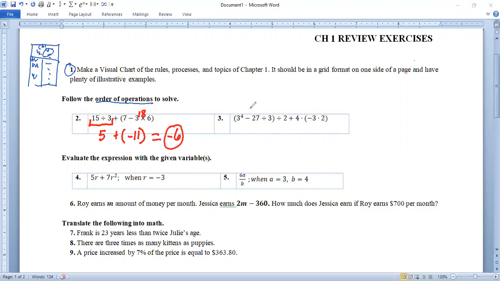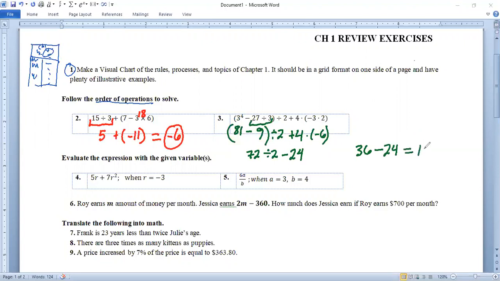Number 3, 3 to the 4th minus 27 divided by 3. We've got to take care of exponents first, so this is 81 minus, and then these two are together, 9, and that's inside this set of parentheses here. That's divided by 2 plus 4 times this set of parentheses, so that's 4 times a negative 6. In this parentheses, we get 72 divided by 2 plus a negative 24, so that's minus 24. We have to take care of the division before the subtraction. We get 72 divided by 2 is 36 minus 24. That equals 12.